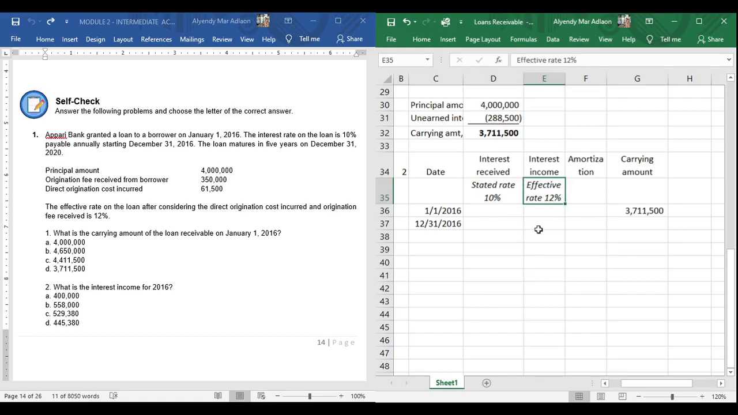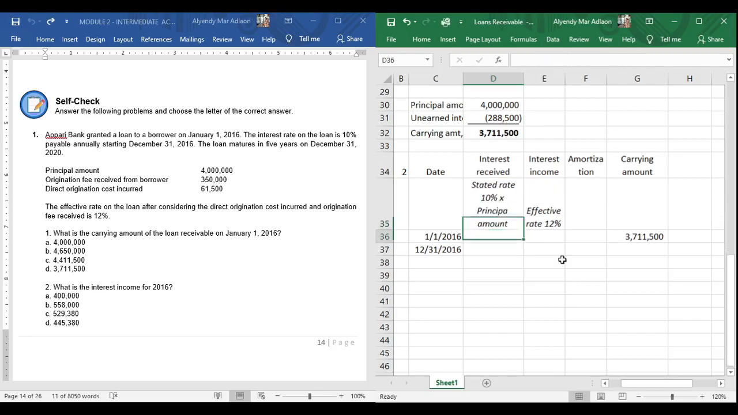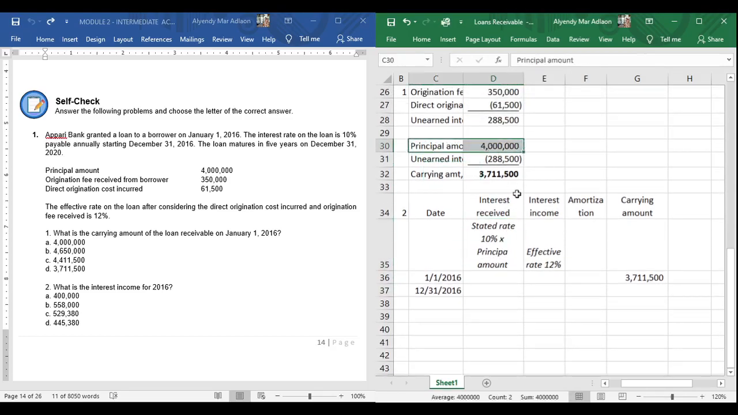Okay. So, how are we going to compute? For the interest received, it will be based on our principal amount. So, the stated rate multiplied by the principal amount. Okay? So, do not be confused by the labels. Stated rate, 10%. Principal amount, this 4 million. So, it is based on the 4 million, class. That would be 4 million multiplied by 10%.